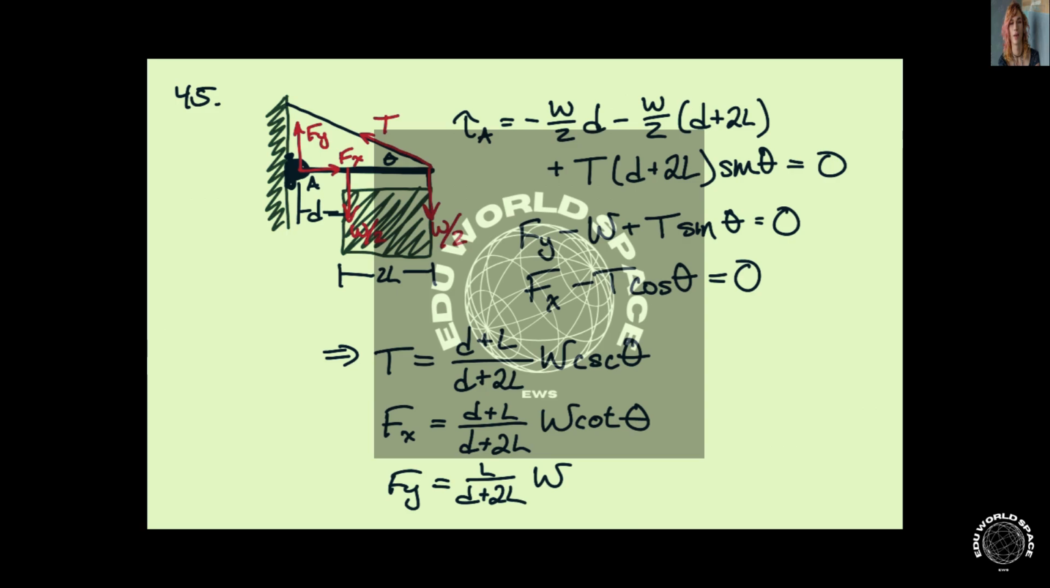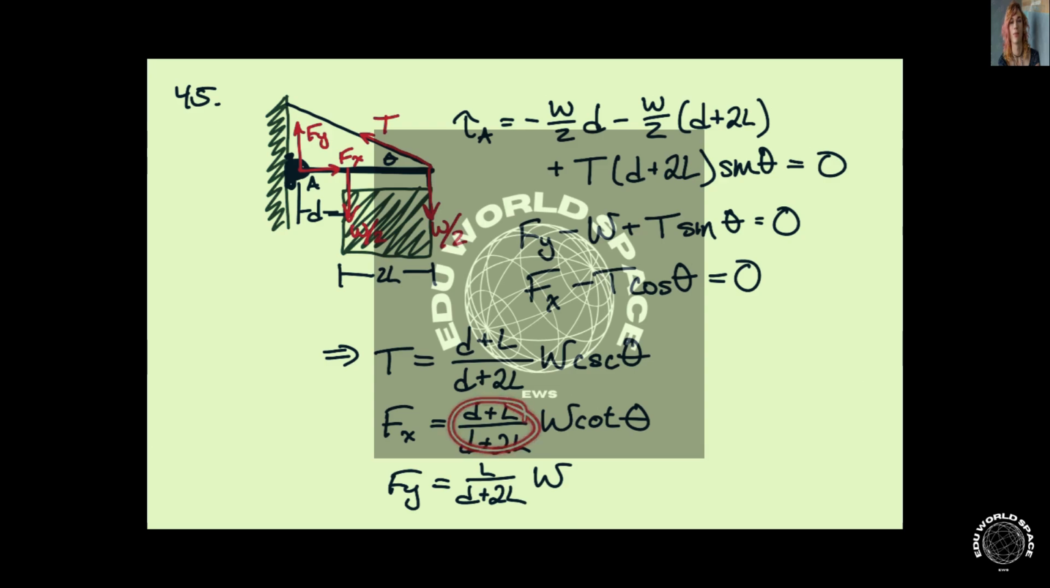And if we use force balances, we can find these reaction forces. So in the vertical direction we have this equation, and in the horizontal direction this equation. And again, we can see that the forces at the pivot point here are both proportional to W, the weight of the sign.